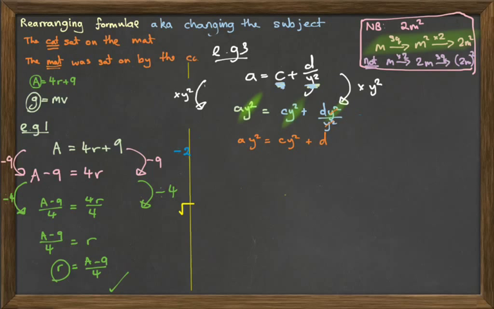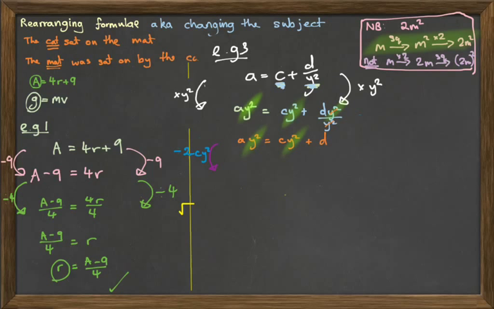How do you make y the subject? Okay, so the first thing you want to do is to get the y terms onto one side. Doesn't matter that there's coefficients, it doesn't matter there's an a and a c there, you want to get the y squareds onto one side. So what we can do now is we could take away cy squared.